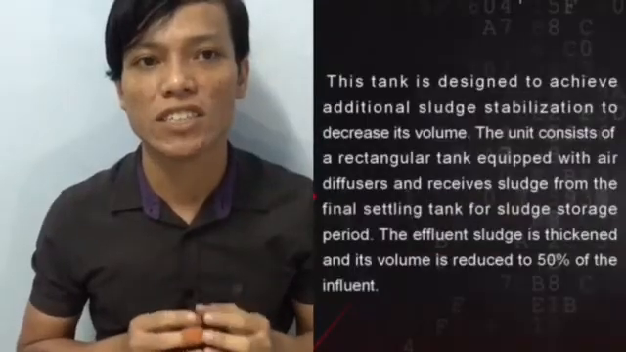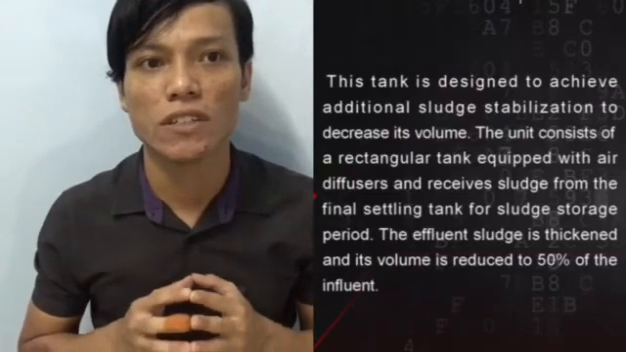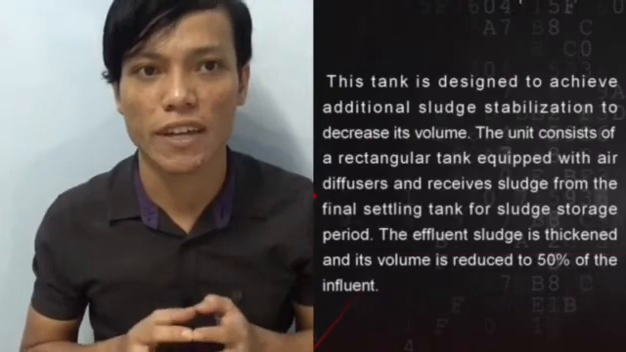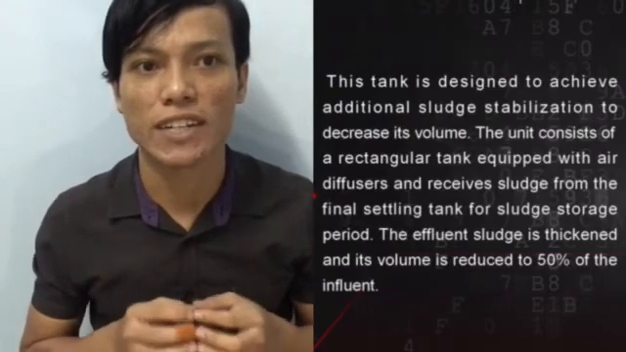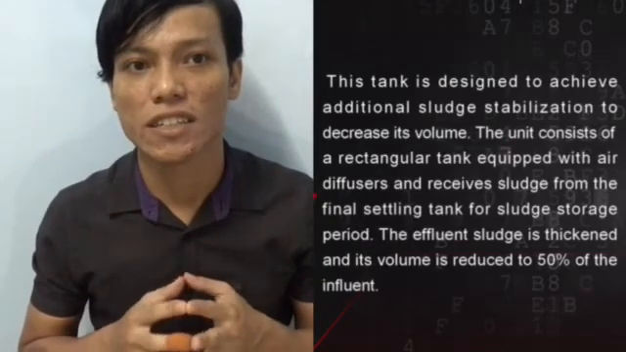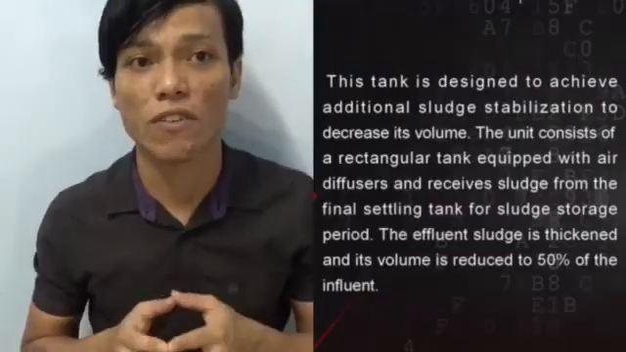Next process is the sludge holding tank. This tank is designed to achieve additional sludge stabilization to decrease its volume. The unit consists of a rectangular tank equipped with an air diffuser and receives sludge from the final settling tank for the sludge storage period. The effluent sludge is thickened and its volume is reduced to 50% of the influent.